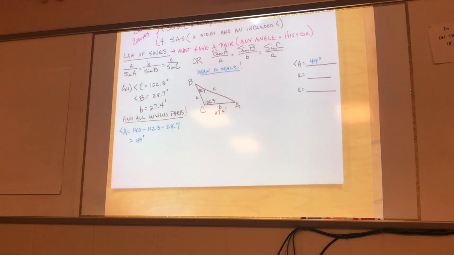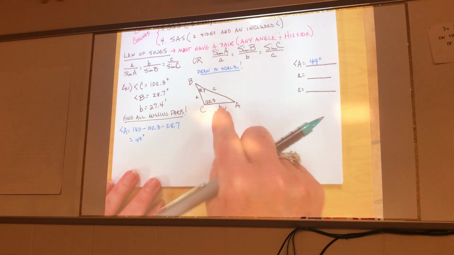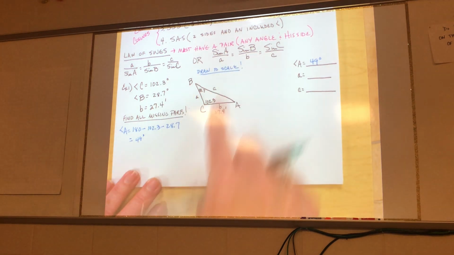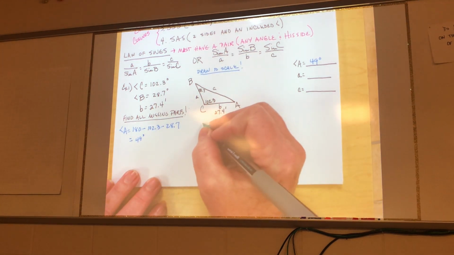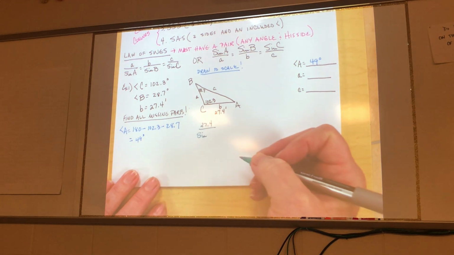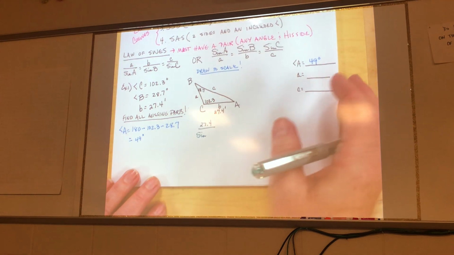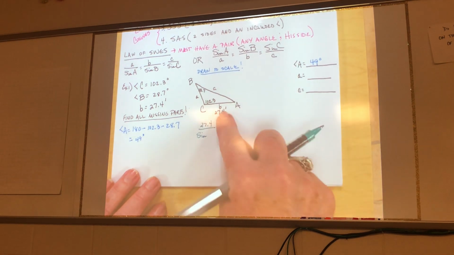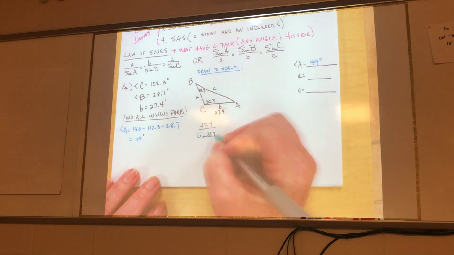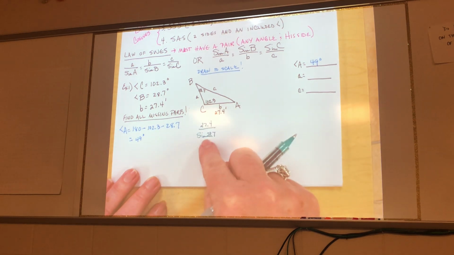Okay, so here's the way you use law of sines. I'm gonna use my pair. I normally put the side on the top and the angle on the bottom, but you could flip it because the formula goes either way. So I'm gonna say 27.4 is to the sine of what? The sine of his angle, 28.7. This side is to the sine of his angle. B is to the sine of B.